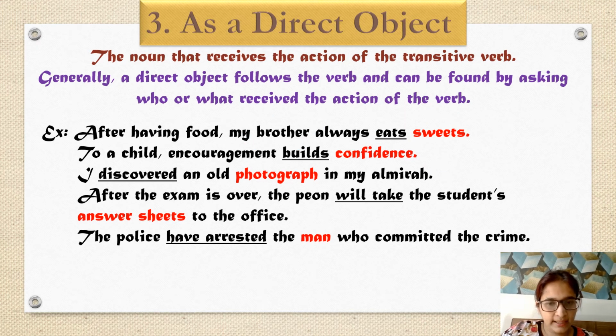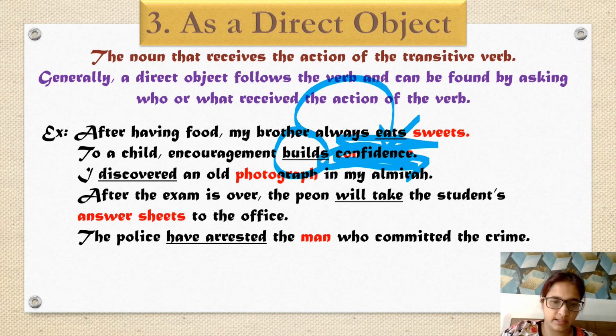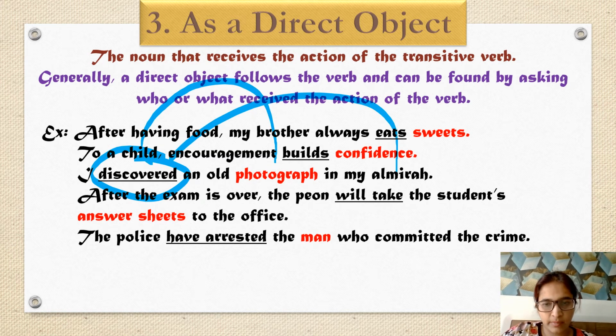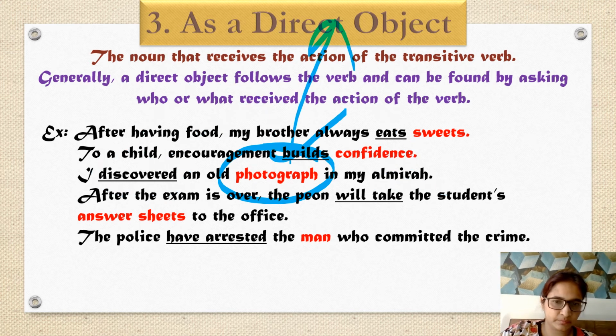To a child, encouragement builds confidence. So when we are talking about builds here, which is the verb, builds what? Builds confidence. So confidence is the direct object in this sentence. Then you have: I discovered an old photograph in my almirah. What is the verb here? The verb is discovered. Discovered what? Did she discover an almirah? No, she did not. So we have discovered the photograph. So photograph is the direct object in your sentence.